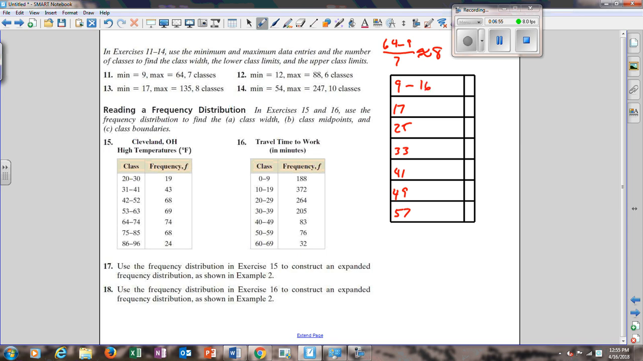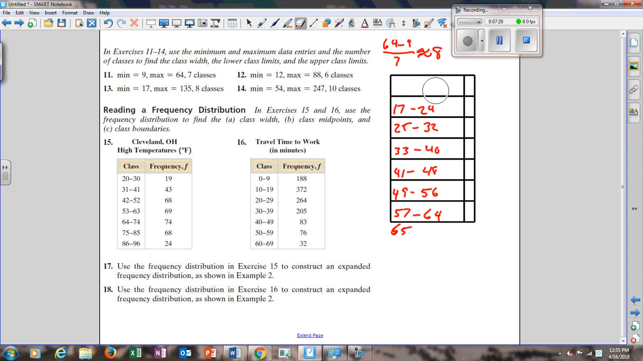From there, you just fill in the number that's lower than this one. So it'd be 24, 32, 40, 48, 56, and then it goes up to 64. Your next class one would be 65 if there was one. So you just do 64. All right, so that's number 11.